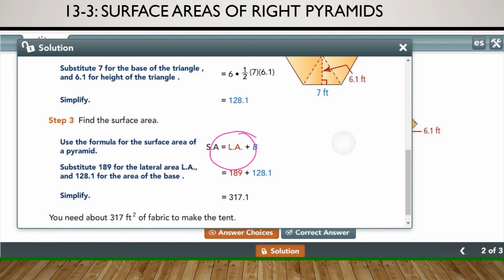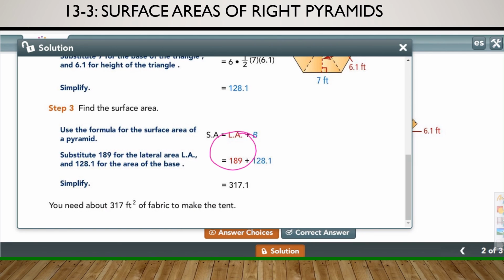And then for the surface area, we're going to substitute all of that information in. You're going to add all this together. You get 317 1/10, but we have to make sure we round it, so we end up with 317 feet squared.